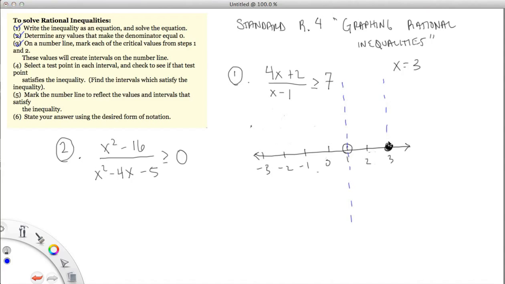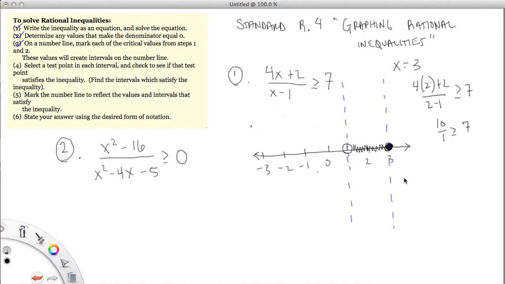All right. So I go down here, and what I can do is just test a couple points. I'm going to take my original equation and test 2. So I would have 4 times 2 plus 2 over 2 minus 1 is greater than or equal to 7. I'm testing this middle part of my boundary, and I get 8, 10. 10 over 1 is greater than or equal to 7. I would say that is a true statement, so I'm going to color that part in.